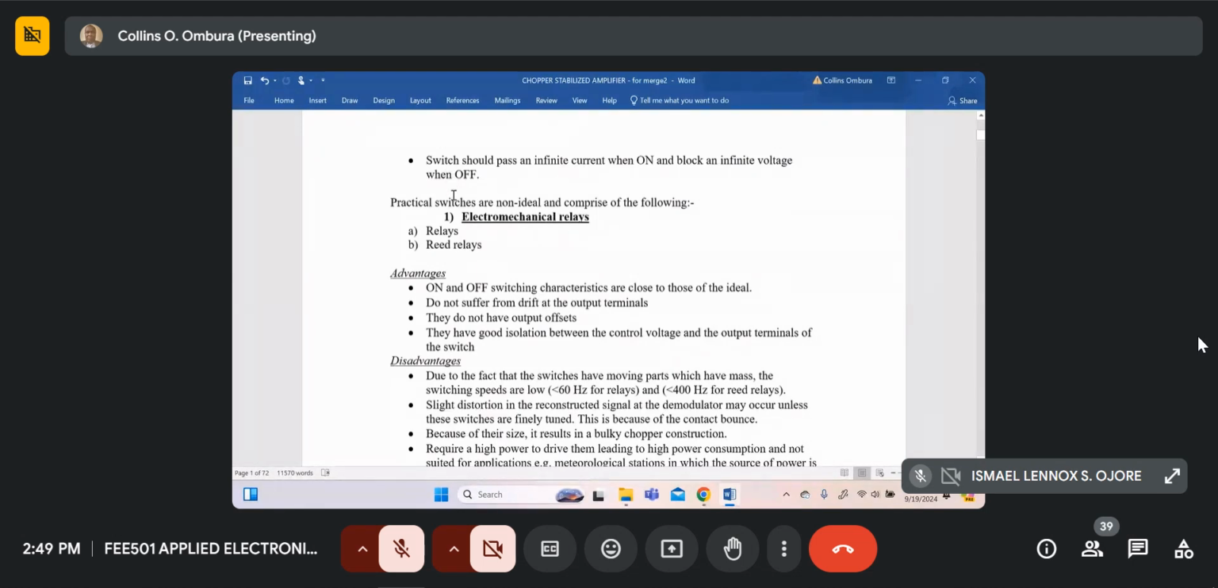And we'll start with the earlier switches that we had in the 60s. So these are the practical switches, which are non-ideal. And the first set of switches are called the electromechanical relays, which was actually what was used in the early 60s. And the relays are of two types. You have the normal relay, then we have the reed relays.